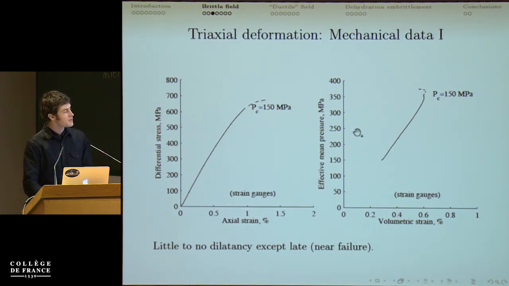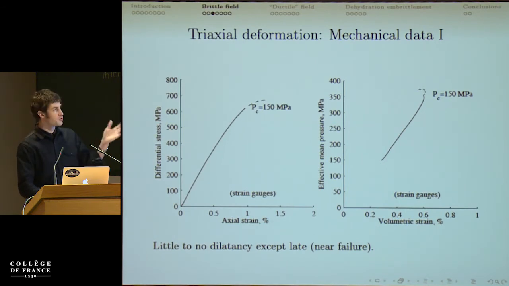On the right-hand side, this is the mean pressure volumetric strain. So essentially, that's the isotropic part of the stress and strain curve. So you see, you start at 150 MPa because that's the confining pressure we start at. And then the volumetric strain keeps decreasing and decreasing and decreasing. So we elastically compact the rock. We measure this locally. And at some stage, we have some amount of dilation and it breaks.